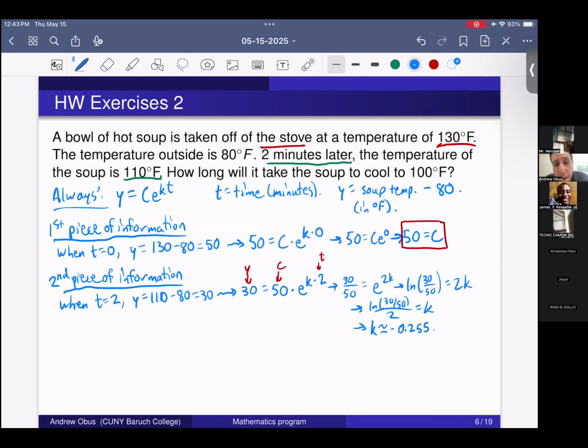The question could ask for anything. If the question asks for a temperature, then if one student does it in Fahrenheit, the question should ask, what is the temperature in degrees Fahrenheit? Or what is the temperature in degrees Celsius? If the question asks for a temperature, then you should do it in the units that the question asks for. But this question asks for time. We'll have other questions that ask for things other than time. Okay, so in this case, our k is negative 0.255.